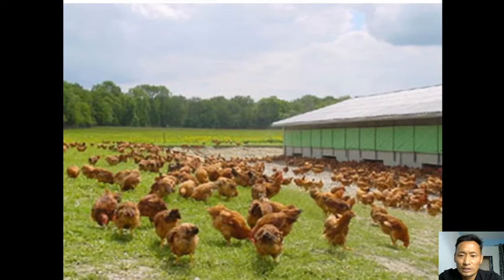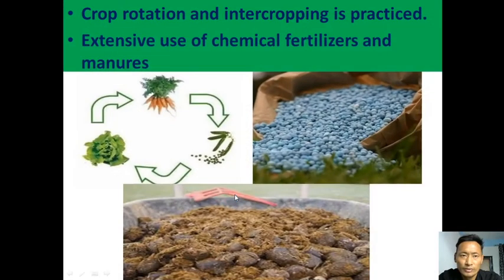This image tries to illustrate the characteristics of poultry farming. Poultry farming means chicken farming. Another important characteristic in mixed farming is crop rotation. Crop rotation means every season they are cultivating a different crop on a particular land. Why are they rotating the crop cultivation on the same field? In order to retain the soil fertility.